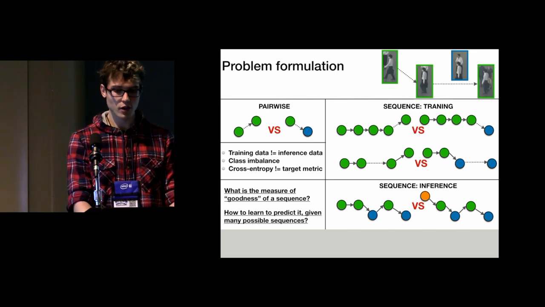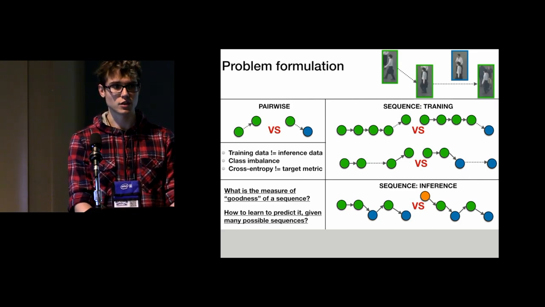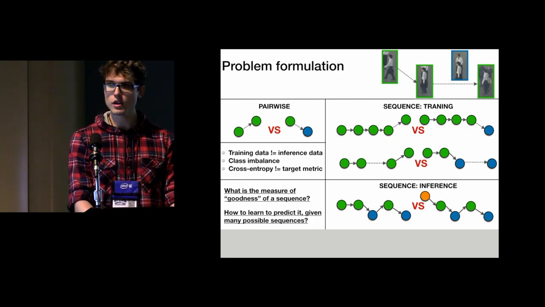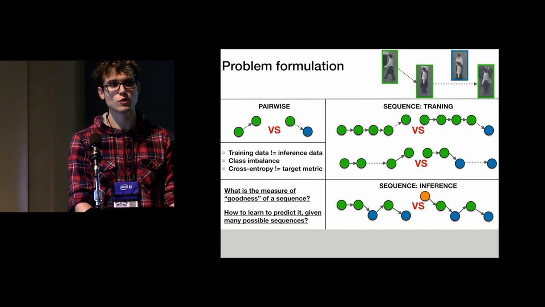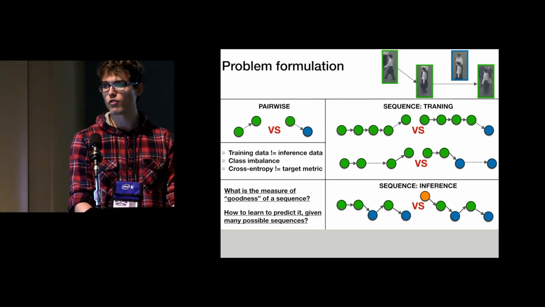Now enter a new world where we have enough data to reason on longer time frames, and we can use sequences of detections. So the question is, how exactly do we use those sequences? Well, the easiest way is to do exactly the same as in the pairwise case: ask the question whether two sequences of detections belong to the same person or not. However, this comes with a number of problems.